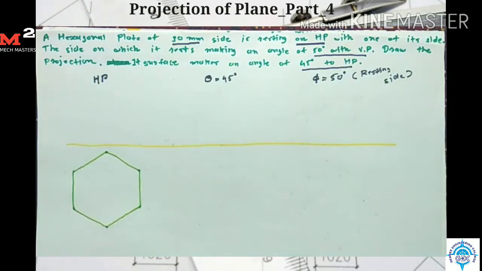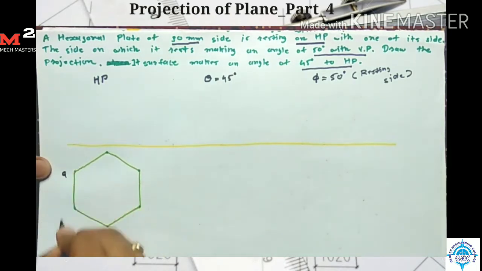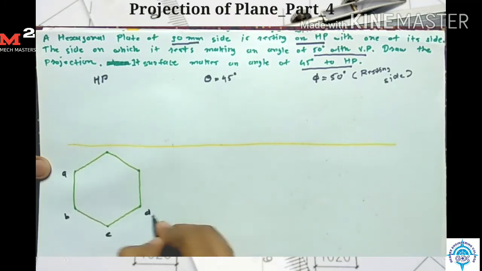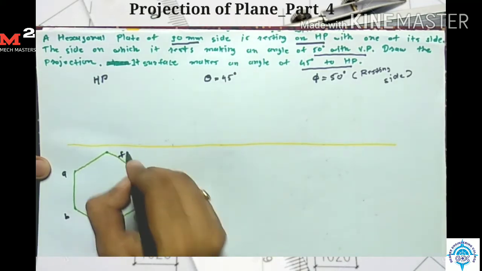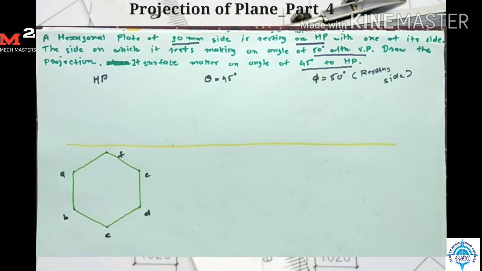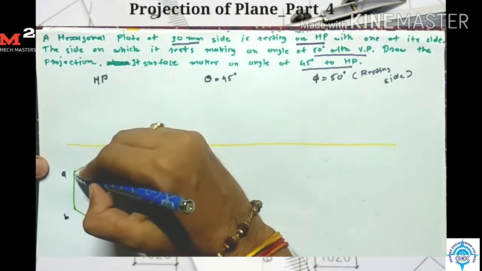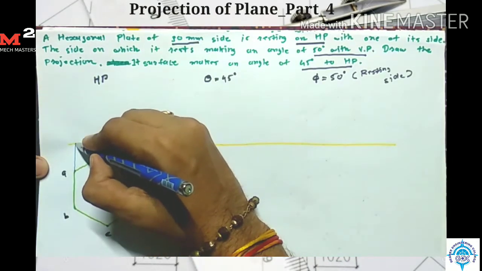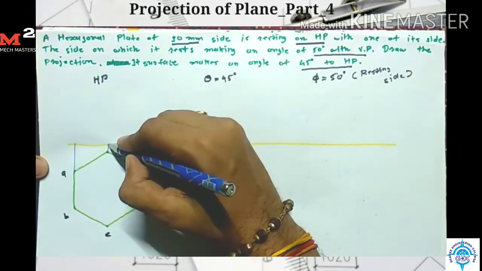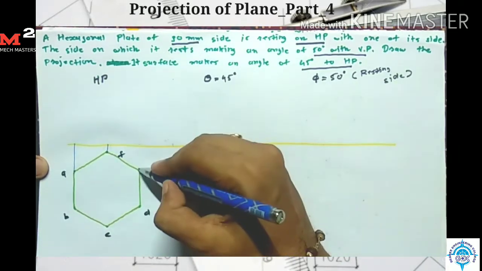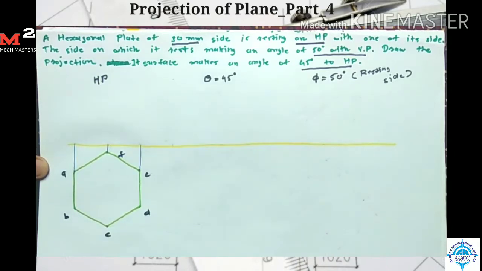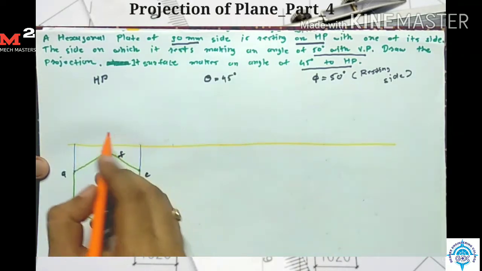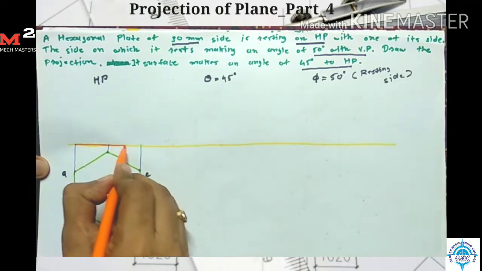You can use any of that method to draw the hexagon. Okay, so here I draw the top view for the hexagon. Okay, I give the name A, B, C, D, E, and F. Okay, so now drawing the front view, I just simply take the projection. This projection for A and B point, this projection for C and F point, this projection for D and E point. Okay, so here I get my front view.